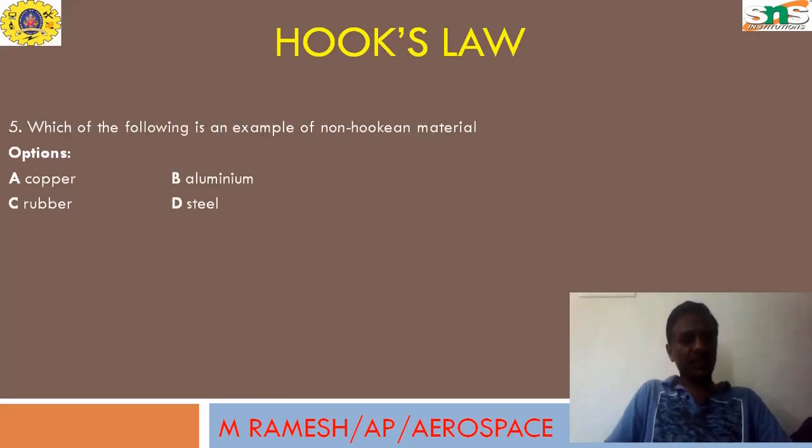Fifth one, which of the following is an example of a non-Hookean material, where Hooke's law does not apply? The options are copper, aluminum, rubber, steel. So copper, aluminum, steel, all go through the elastic range and plastic range. But rubber, even though it is an elastic material, Hooke's law will not be applicable for rubber. So the answer is rubber, a non-Hookean material.